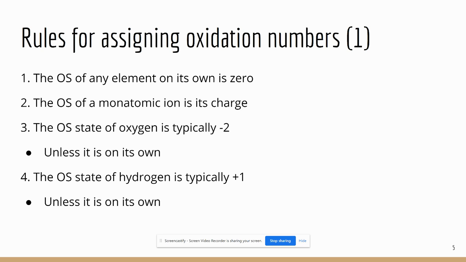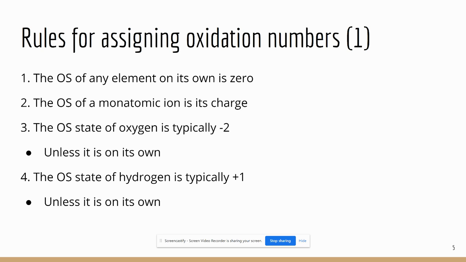So here are the general rules for assigning oxidation numbers. We'll talk about the exceptions to these rules in class. The oxidation state of any element on its own is 0. So whether I have O, O2, or O3, it doesn't matter how many. If I just have one element and it's not paired with anything else, its oxidation state is 0. Second rule, the oxidation state of a monoatomic ion is its charge. For example, in NaCl, the oxidation state of Na is +1 and the oxidation state of Cl is -1.